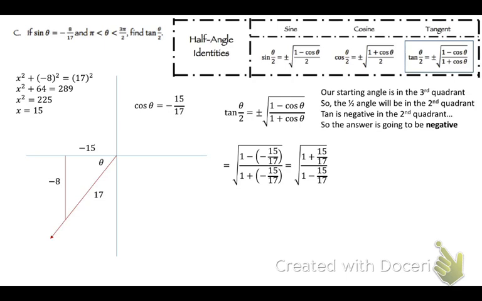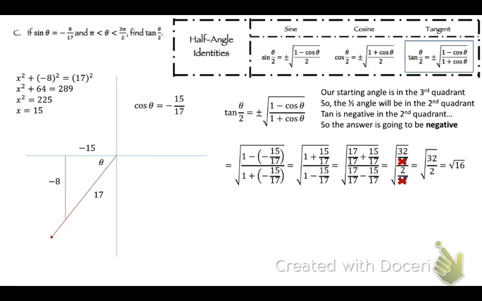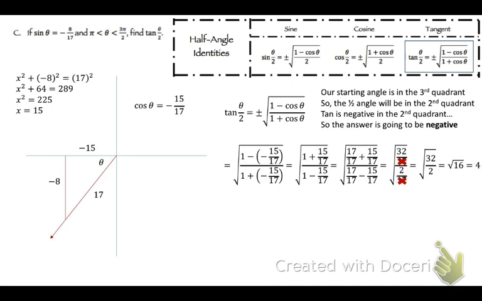Sorry. Change that to 17 over 17 on top and bottom. So I get 32 over 17 divided by 2 over 17. Since those are both over 17, I can cancel those out. And you get 32 over 2, which is 16. So the square root is 16, which is 4. But my answer is negative since it started in the third quadrant. You take the half angle, that's in the second quadrant. So it's negative 4.